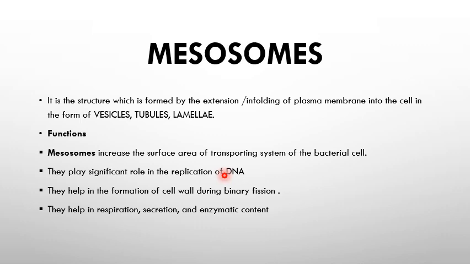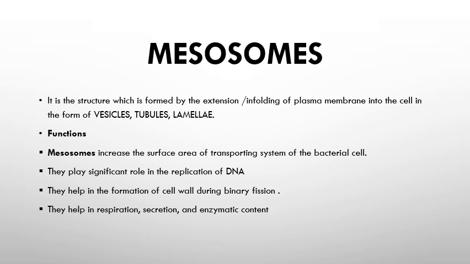They help in the formation of the cell wall during binary fission, because binary fission is a mode of reproduction in bacterial cells, means in your prokaryotic cell. And a very important function of mesosomes, they help in respiration, secretion and enzymatic content.